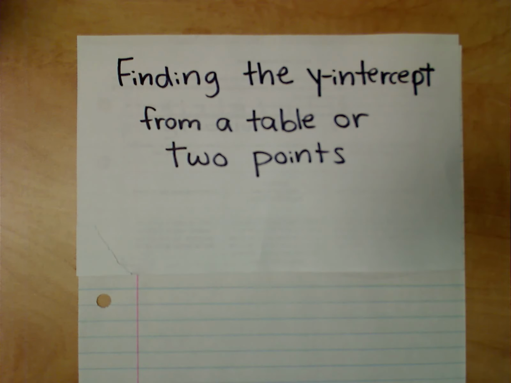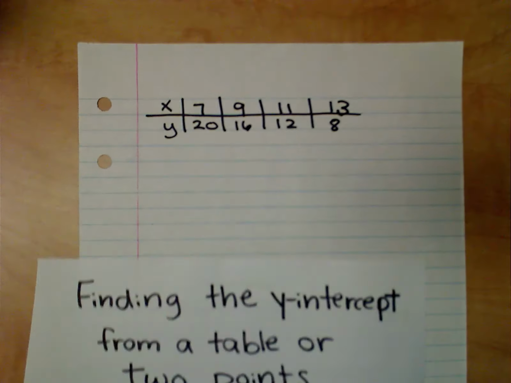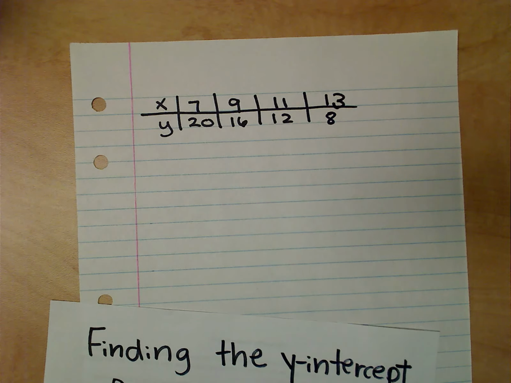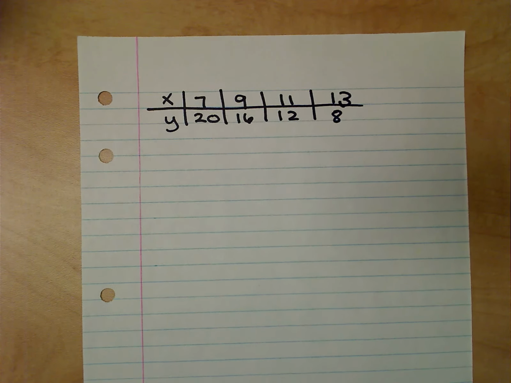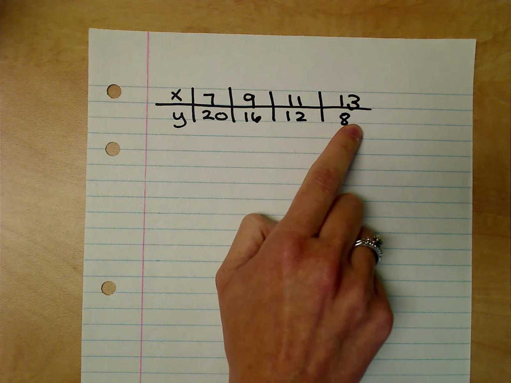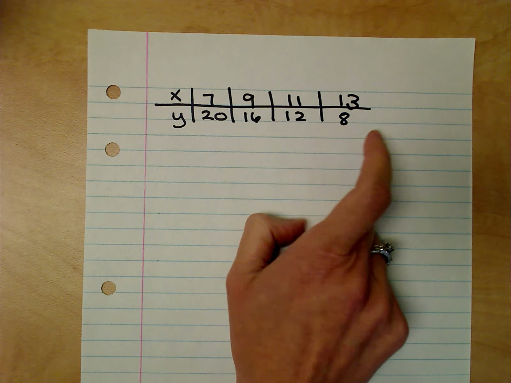This is a video tutorial on finding the y-intercept from a table or 2 points. We're going to start with a table first, and you can see with this table right here, the problem is that I don't see the y-intercept there. The y-intercept happens when x is 0 and there is no x equals 0 in this table. So I need to find another way to get the y-intercept.